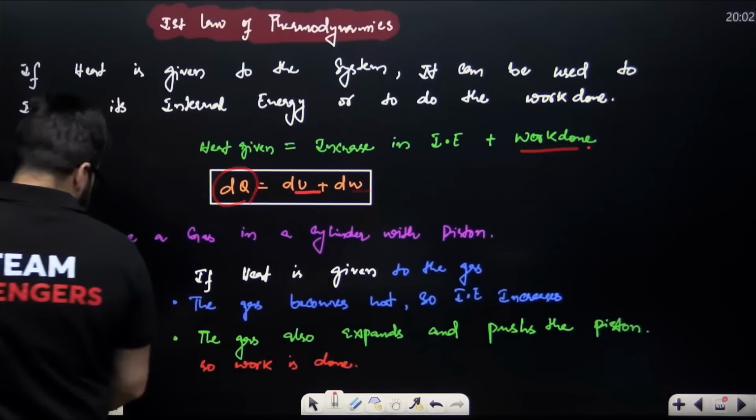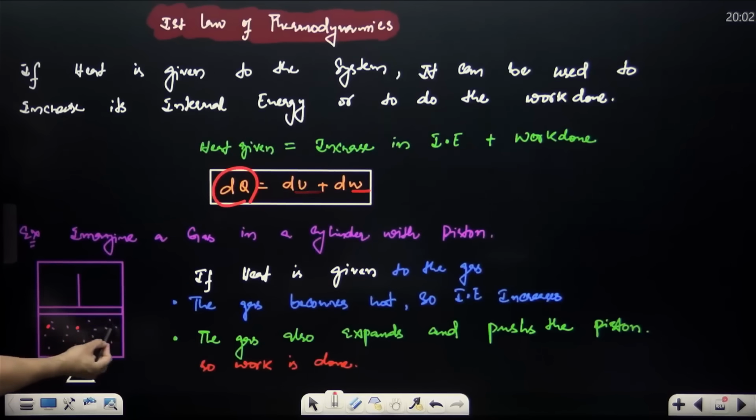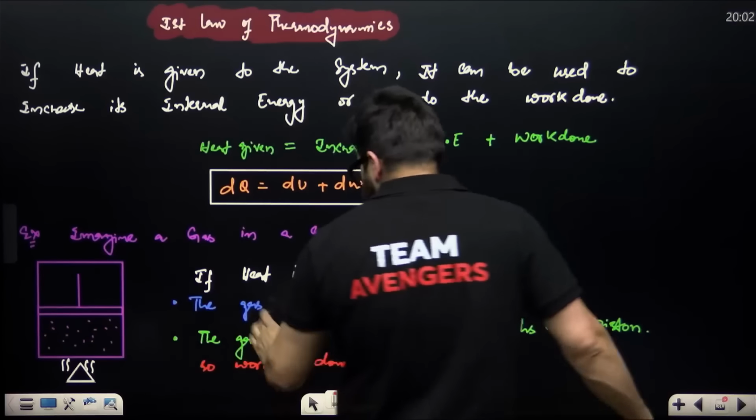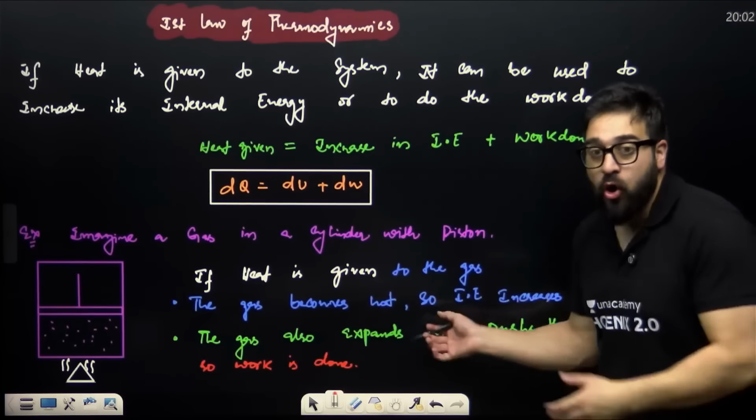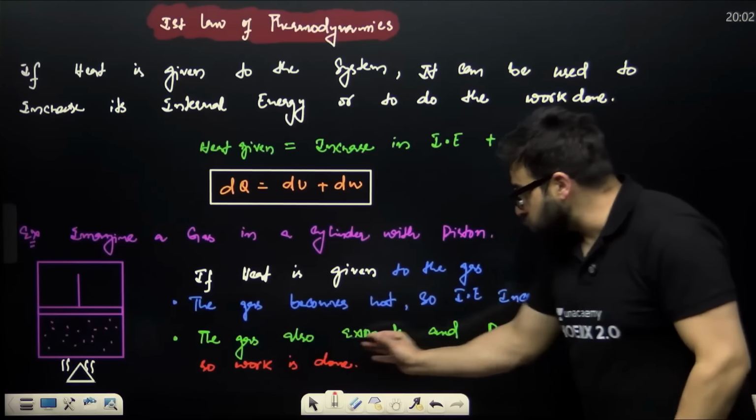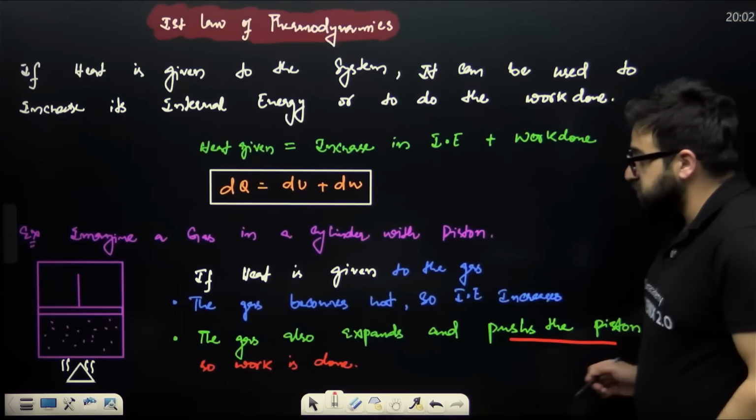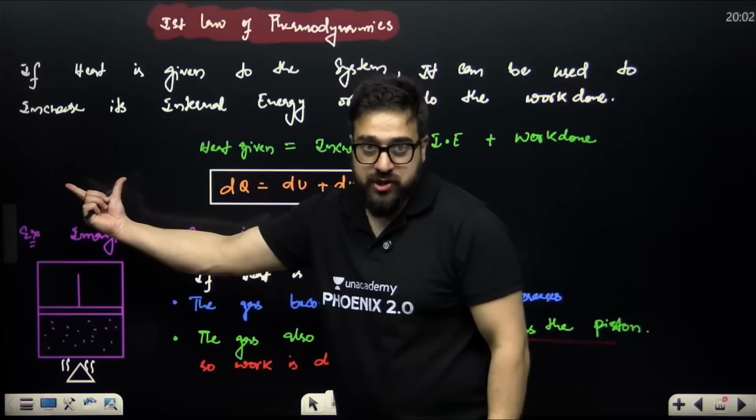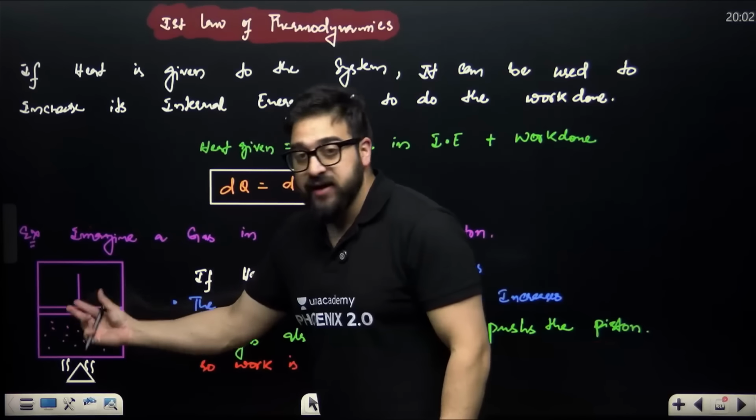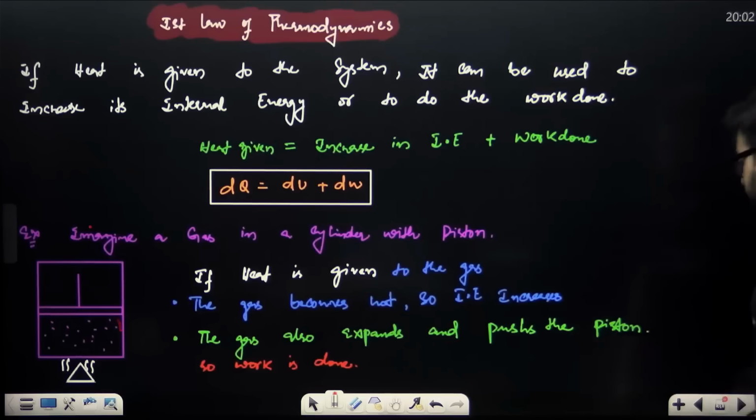Let's suppose you have a container over here in which gas is present, and a piston is there. Now, if you supply heat to the system in this particular case, my dear NEET aspirants, the gas becomes hotter. So internal energy increases. The gas also expands, due to which the piston is pushed in the upward direction. So work is also done, and internal energy of the gas is also stored over here.